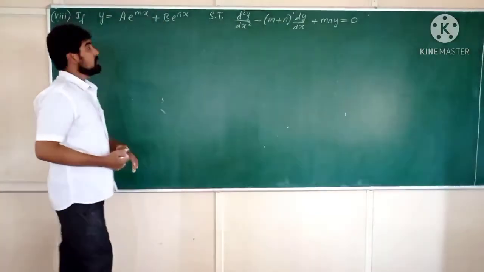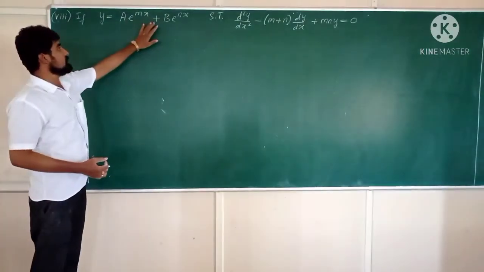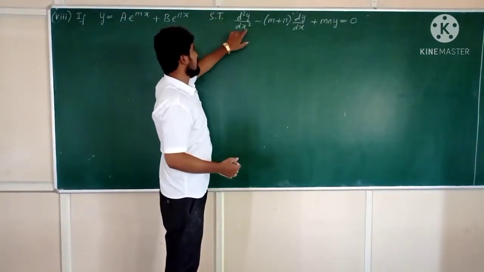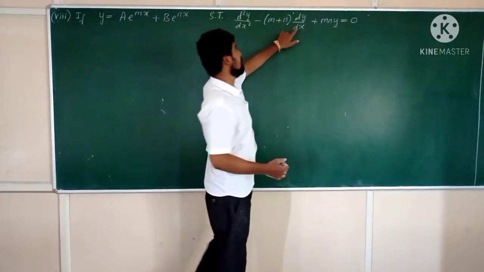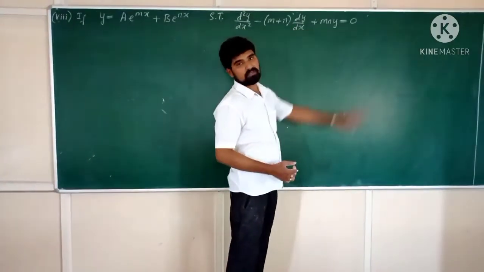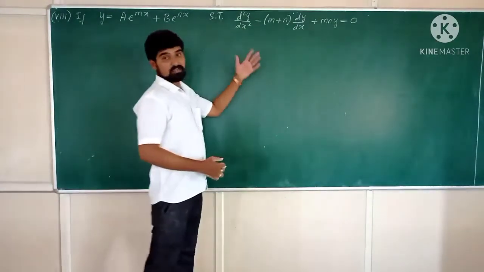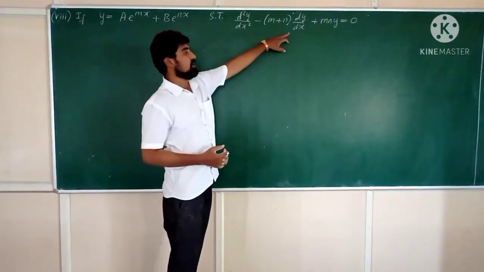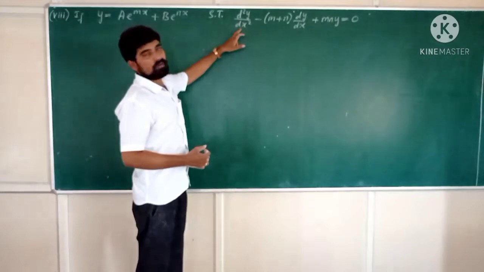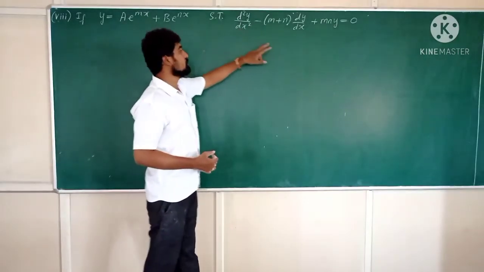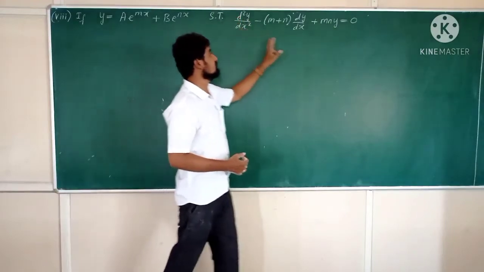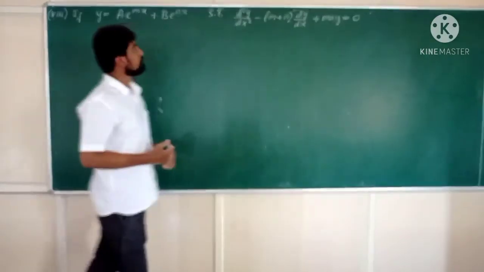Now the 8th question: if y is equal to a e power mx plus b e power nx, then show that d square y by dx square minus (m plus n) into dy by dx plus mn y is equal to 0. This question is also similar to the previous question. First we need to find the values of dy by dx and d square y by dx square. Then we substitute them in the LHS of this given equation.